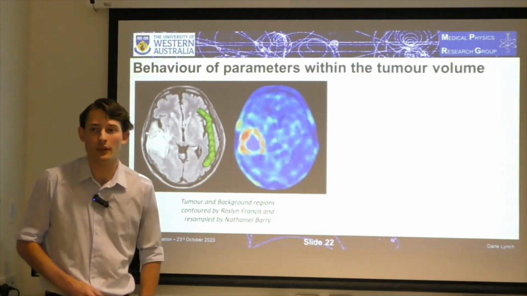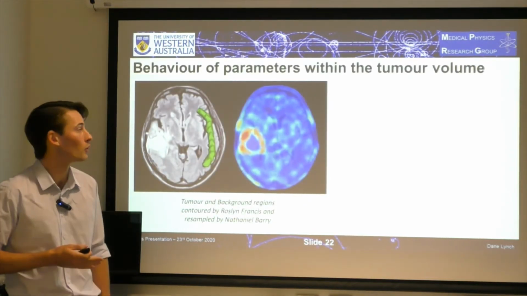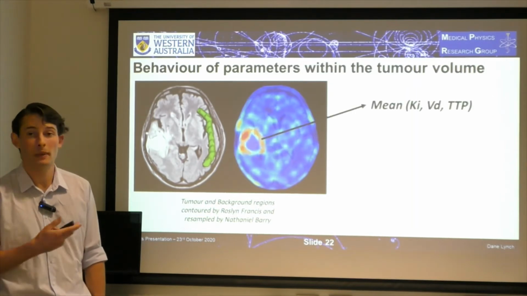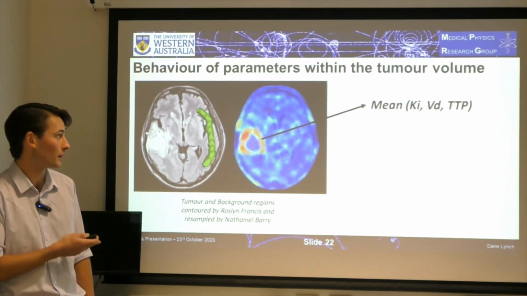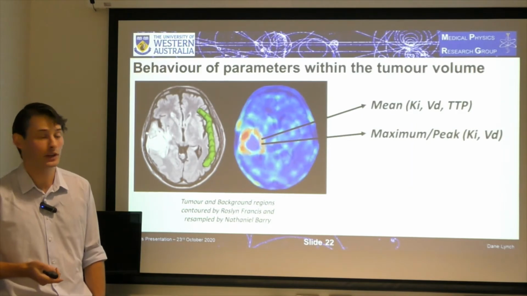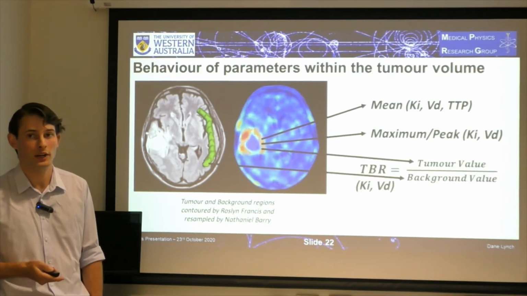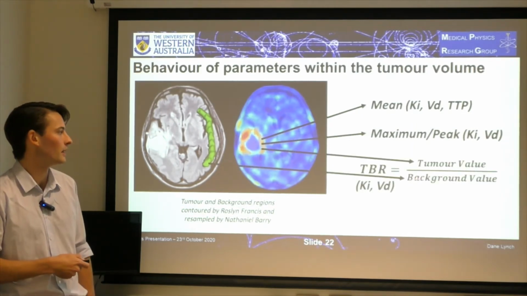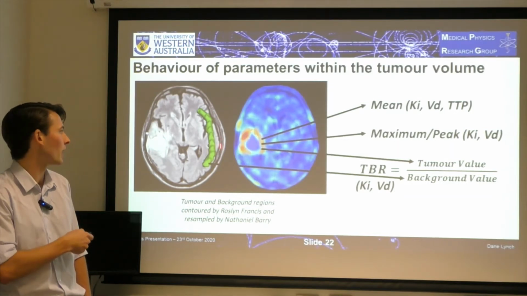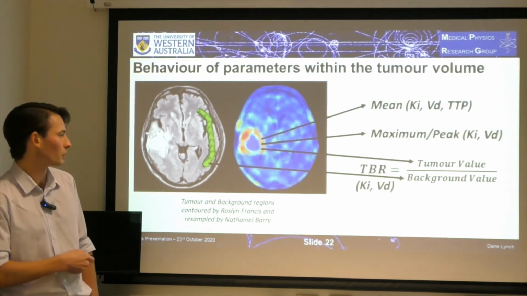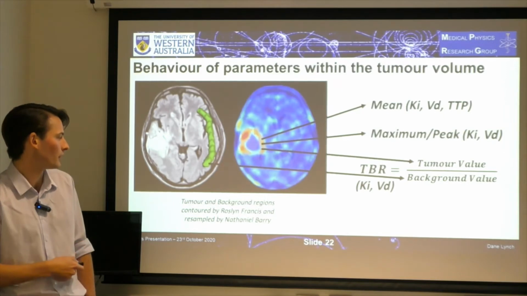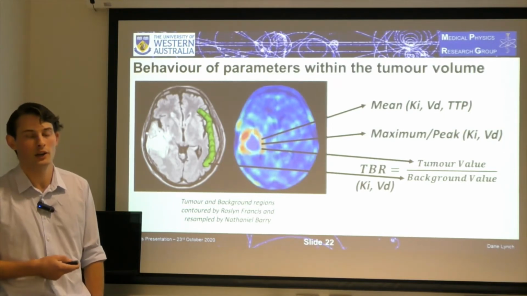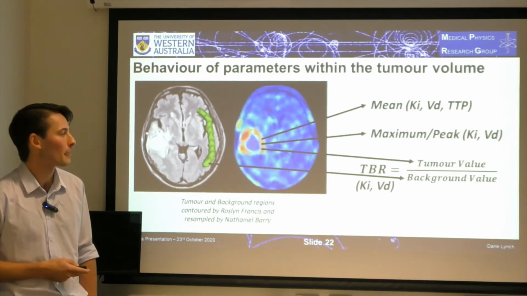So the behaviour of these parameters within the tumour volume could also be evaluated by measuring the mean of this region, the maximum of this region, and the tumour to background ratio, which is simply the tumour value divided by the background value, which was extracted from a background region contoured by a nuclear medicine specialist.